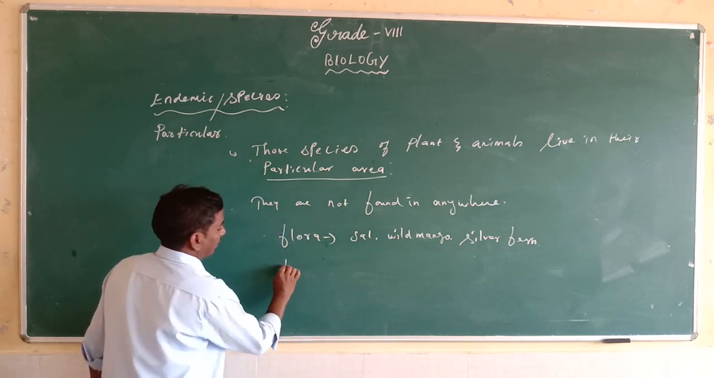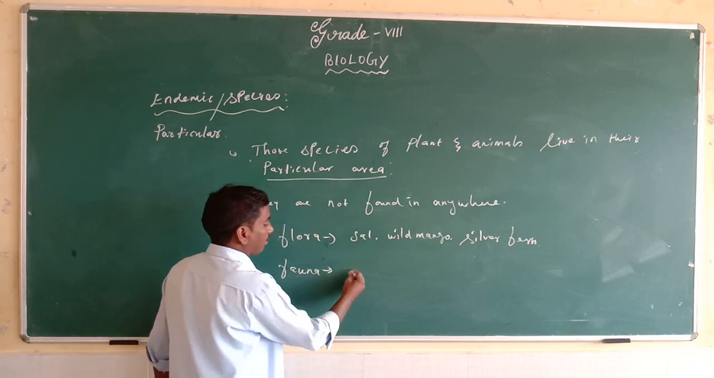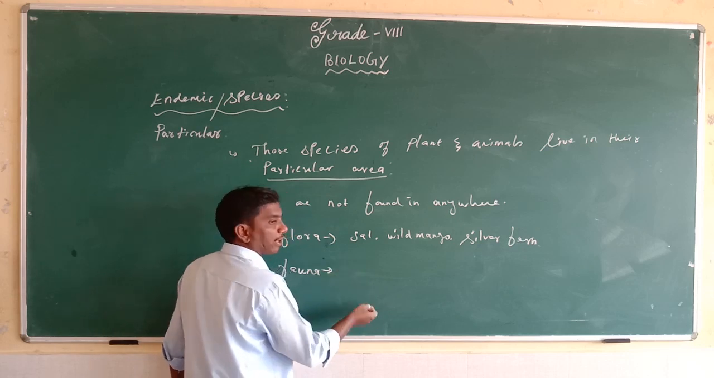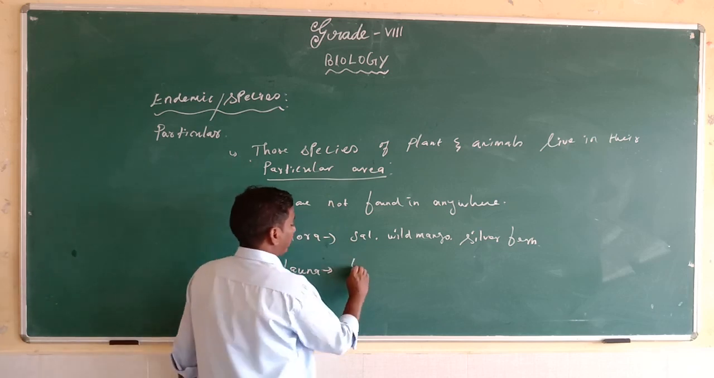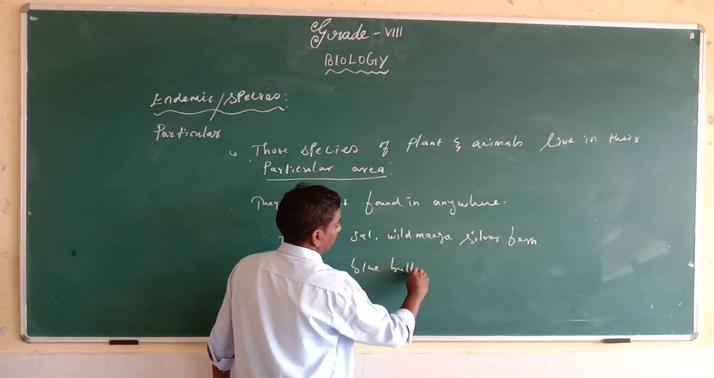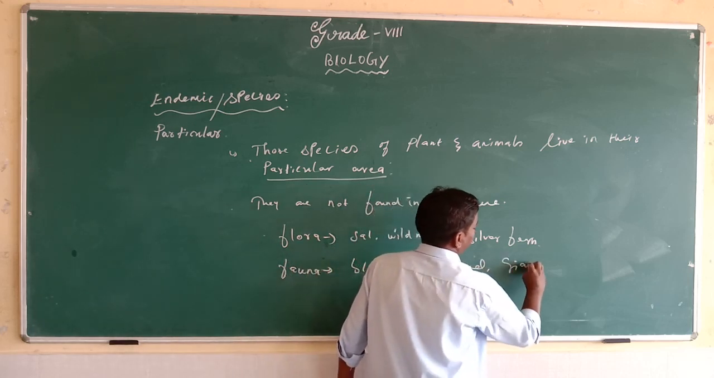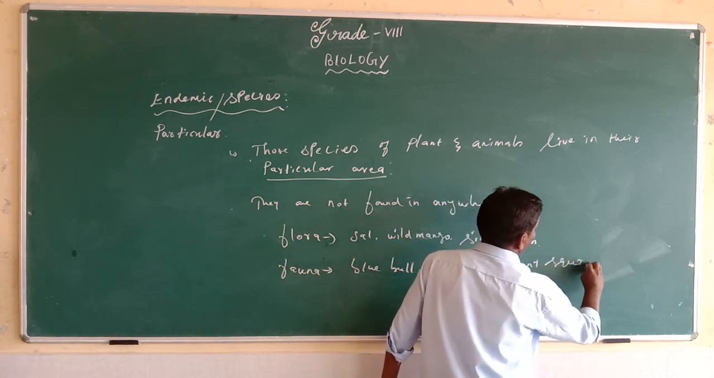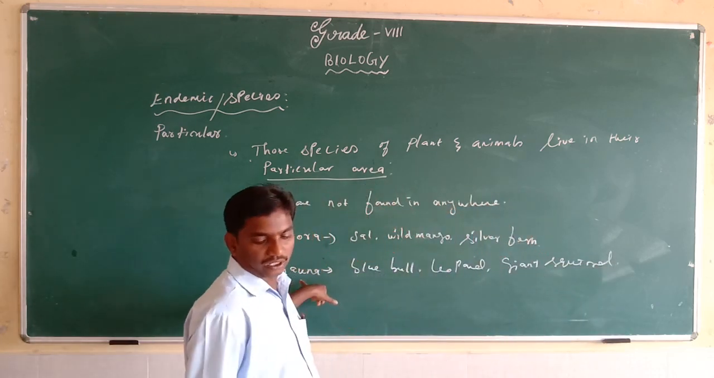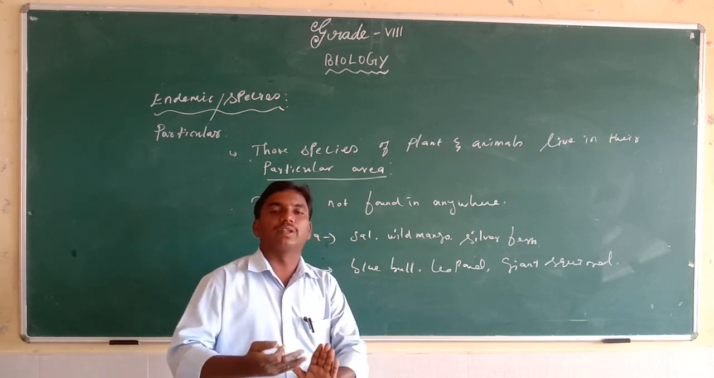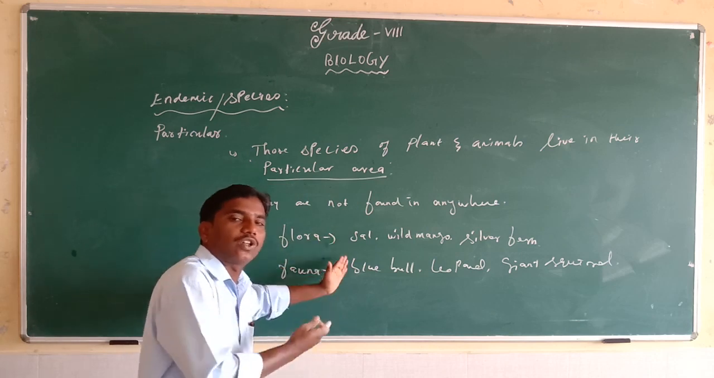And there is endemic fauna. Endemic fauna means the particular animals that can survive only in that particular area. For example, the bluebird, the leopard, and the giant squirrel. These are examples of endemic fauna. These organisms survive in their own natural habitat.